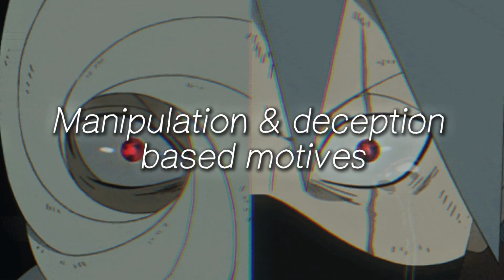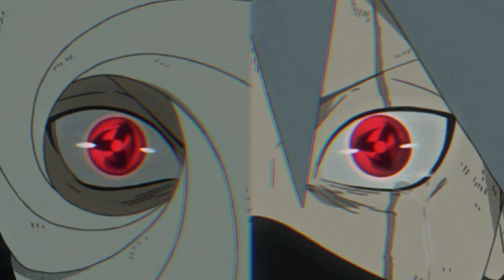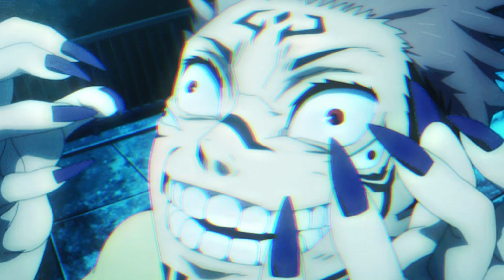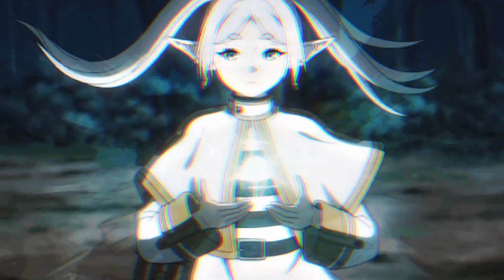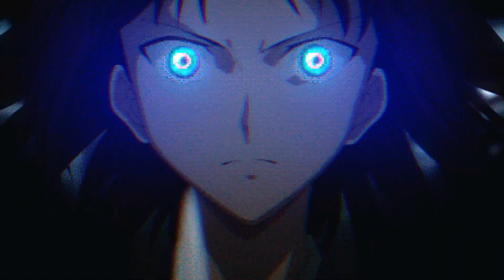Section 9. Manipulation and deception-based motives. These villains are either puppeteers or puppets. Some lie and gaslight to control others, while others are controlled by cults, curses, or corrupt systems. Their stories show how easily lies can turn even the most innocent people into tools of evil. They blur the lines between victim and villain, making us question who is truly in control.